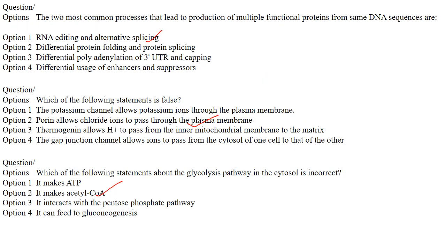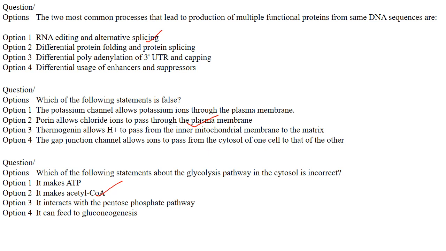Then next one. The two most common processes that lead to production of multiple functional proteins from the same DNA sequence are. So the answer is RNA editing and alternative splicing. Now what is RNA editing? So RNA editing is a molecular process in which the information content is altered in the RNA molecule. Such changes have been observed in tRNA, rRNA, mRNA of eukaryotes but not in case of prokaryotes. And this editing can be either a deletion or an insertion.